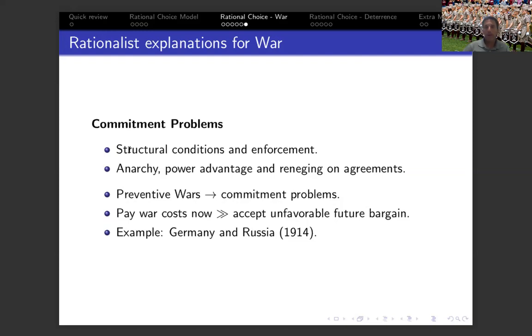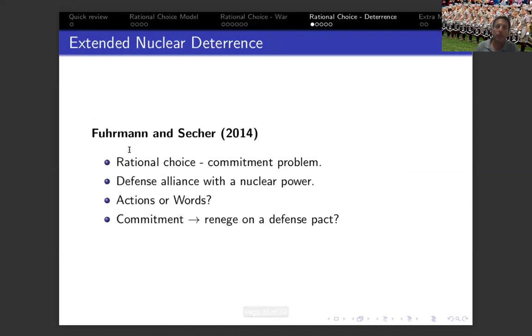Okay, I want to discuss for a few more minutes another example of applying the principles of rationality to questions of conflict behavior. And we'll do that with the second paper that you had for today, which was the Furman and Sesher paper. The main topic that they describe is what's called extended nuclear deterrence. I'll talk about it in a second. From the rational choice framework perspective, they highlight commitment problems. So that's the second explanation that Fearon talked about. And the type of action that states can employ to overcome or reduce the effects of commitment problems.